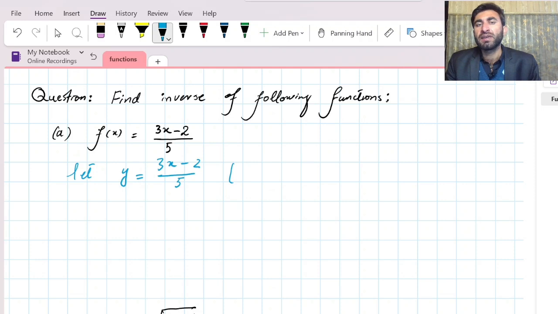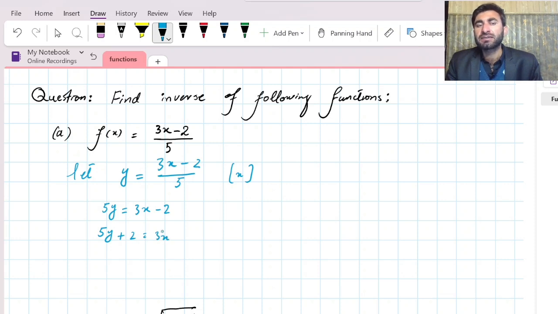Then we need to make x the subject of this formula, and for this we have to remove the denominator and multiply on the left hand side. It will become 5y equals 3x minus 2. In the next step, because the term involving x is 3x, and the minus 2 being subtracted from it will be removed and moved to the left hand side, it will become 5y plus 2 equals 3x.